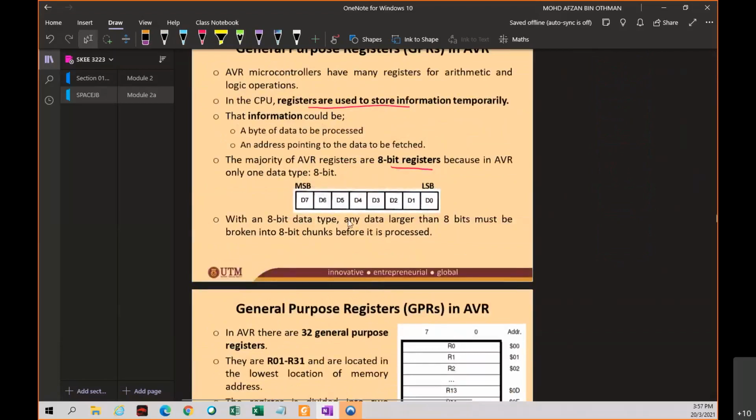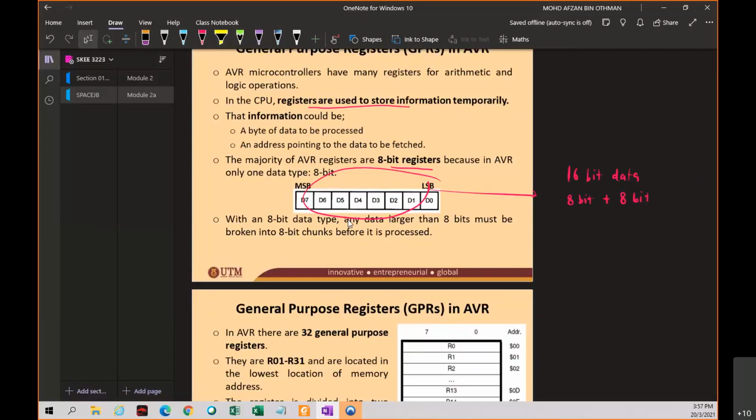So with an 8-bit data type, any data larger than 8-bit must be broken into 8-bit chunks before it is processed. So kalau kamu ada 16-bit data, for example, since kita punya size is 8-bit, kamu kena divide it daripada 8-bit tambah dengan 8-bit.